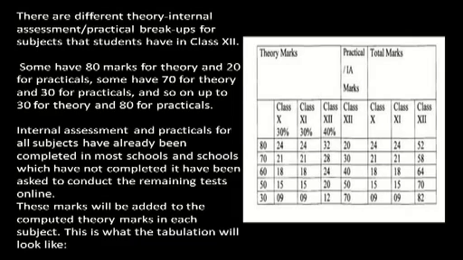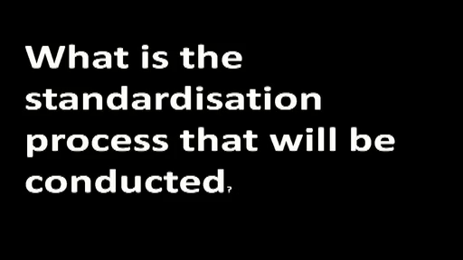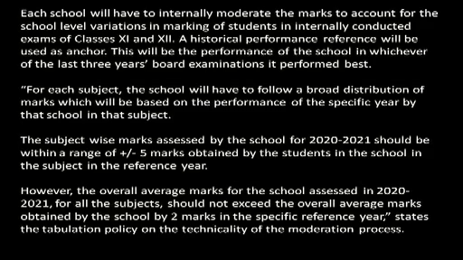What is the standardization process that will be conducted? Each school will have to internally moderate the marks to account for the school-level variations in marking of students in internally conducted exams of Classes 11 and 12. A historical performance reference will be used as anchor. This will be the performance of the school in whichever of the last 3 years' board examinations it performed best. For each subject, the school will have to follow a broad distribution of marks which will be based on the performance of the specific year by that school in that subject.